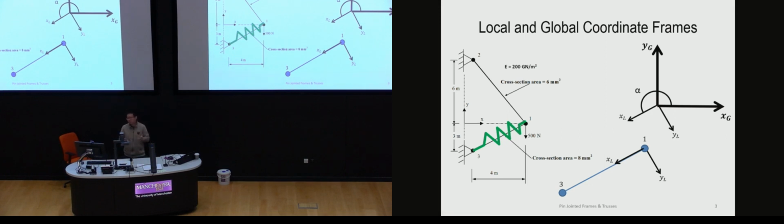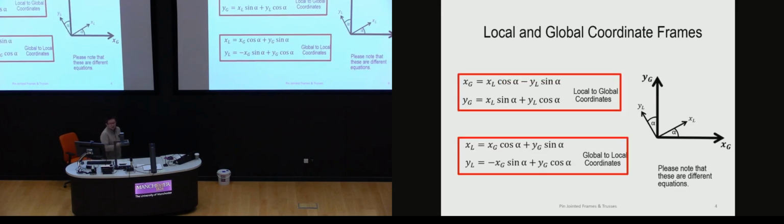Now we need to derive the relationship between XL, YL, and XG, YG. L means local and G means global, so that's the meaning of those subscripts. You can easily convert between the local frame and the global frame by this rotation matrix, or rotation relationship. This is very easy to derive. If you have any point defined by XL and YL in the local coordinate system, you are able to convert it into the point XG and YG in the global frame.